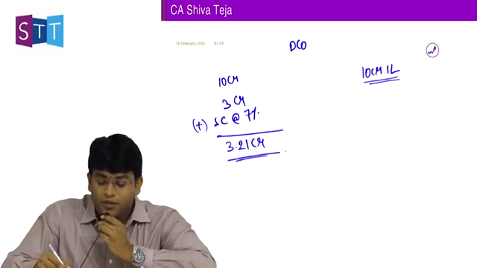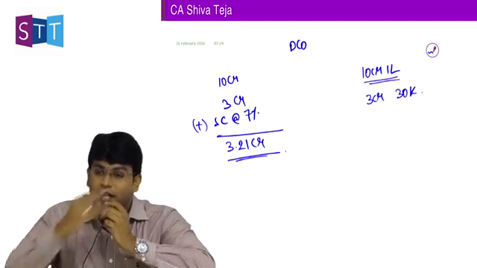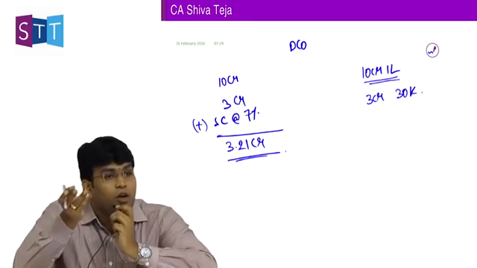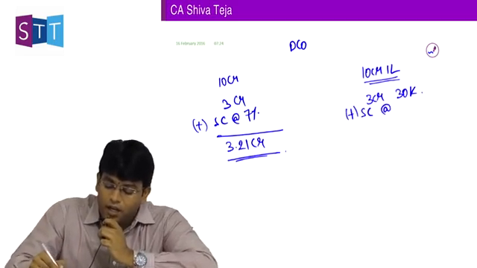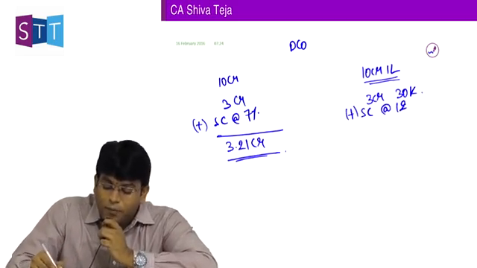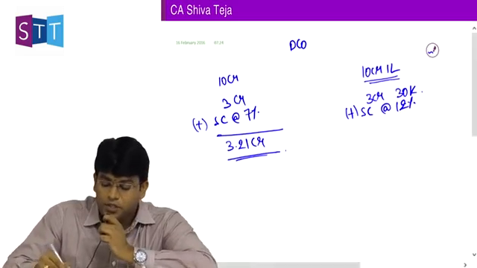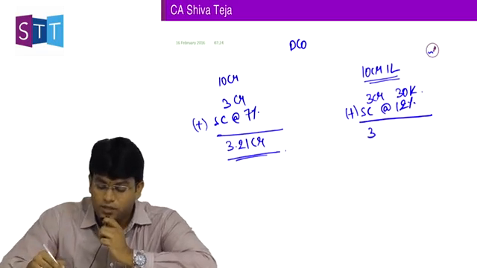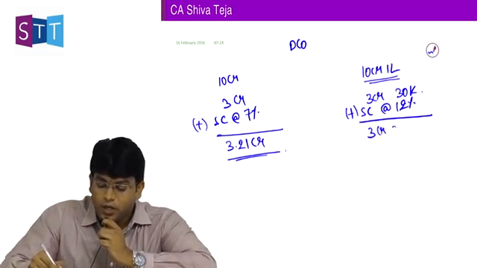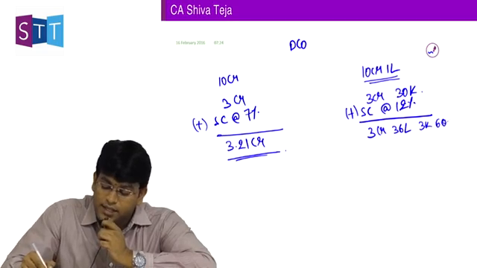If it is 10 crores 1 lakh, what will it be? 3 crores 30,000. Correct, no? To that we will add surcharge at what rate? 12%. Yes or no, sir? How much it comes to? 3 crores 36 lakhs 3,600.